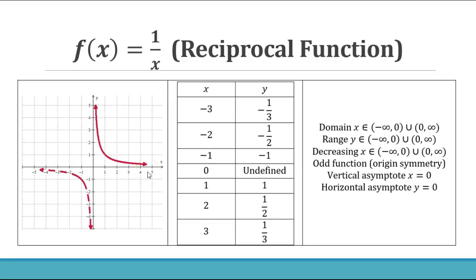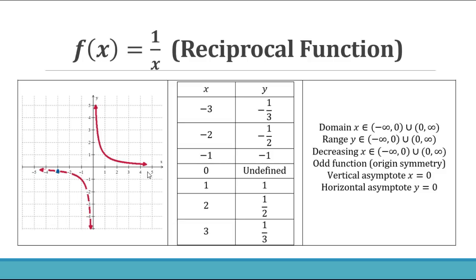Let's take a look at the rational function 1 over x, known as the reciprocal function. Having a good understanding of 1 over x is going to help us later when we graph our more complicated rational functions. So here's its graph and its corresponding xy table. So if I substitute in, say, negative 3, I'd get negative 1/3, and that goes with the coordinate point, of course, negative 3, negative 1/3.